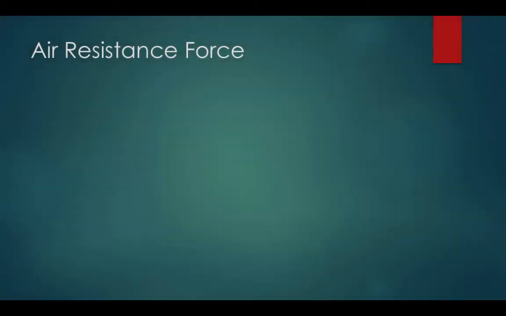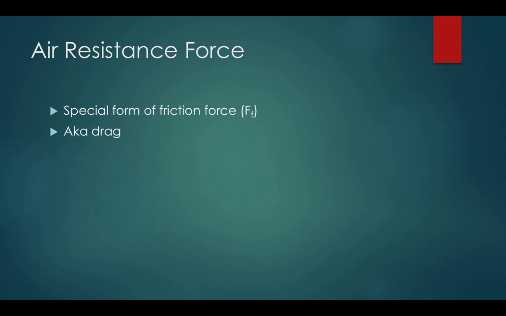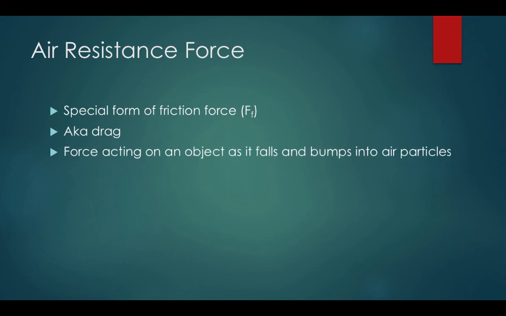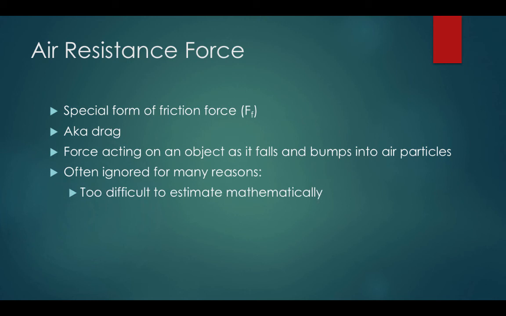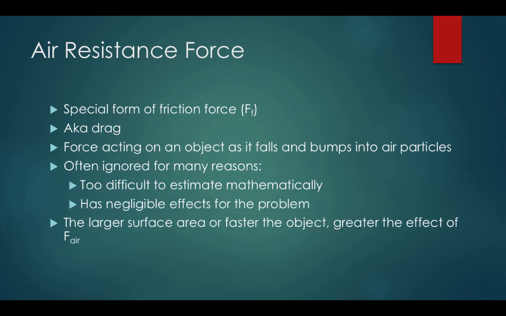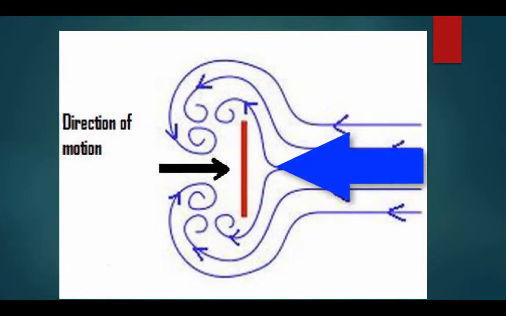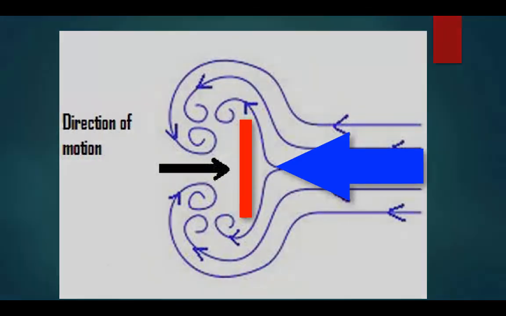A special type of friction force is air resistance, also known as drag. This is the force of resistance to a motion that is created as an object moves and bumps into air particles. We often ignore air resistance in Physics 11 because it's difficult to estimate and has negligible effects on our problems in grade 11. The larger the surface area or smaller the mass, or the faster the object, the greater the effective air resistance. Air resistance is in the direction opposite to motion. The blue lines represent air particles bumping into the flat red object that is moving to the right.